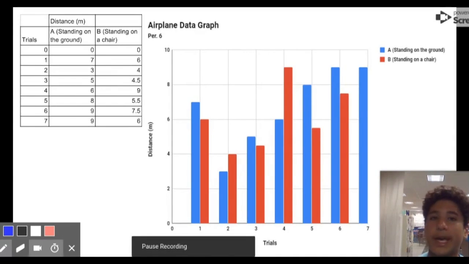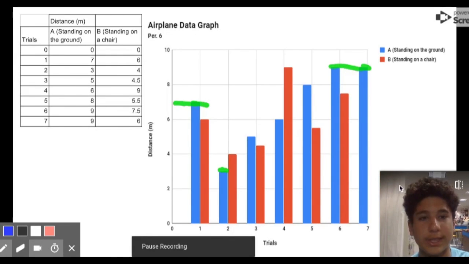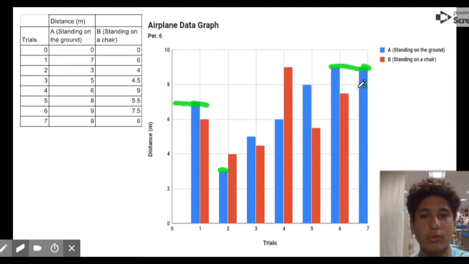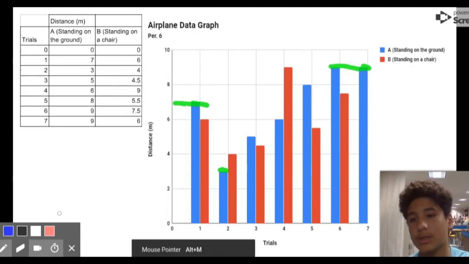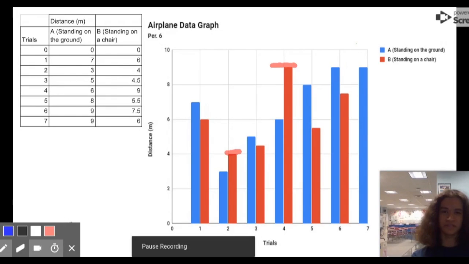I will be doing A, the standing on the ground variable. I will be doing B, the standing on a chair variable. The farthest the standing on the ground variable went was 9 meters, and the smallest was 3 meters. As you can see, there is an increase in the meters. Trials 3 through 7 were really consistent. The shortest distance was 4 meters, and the longest distance was 9 meters.